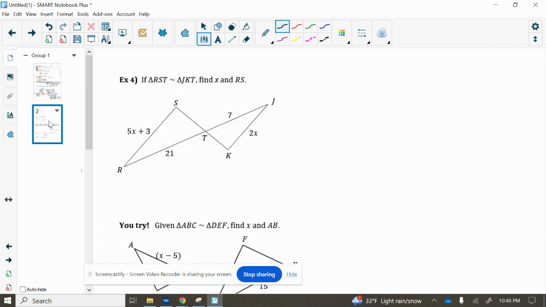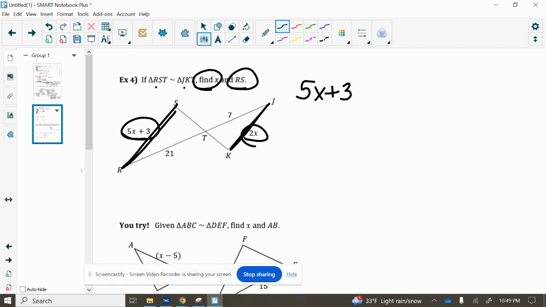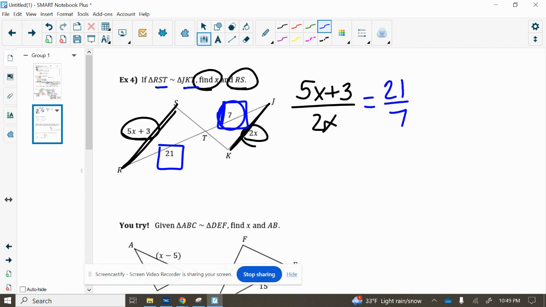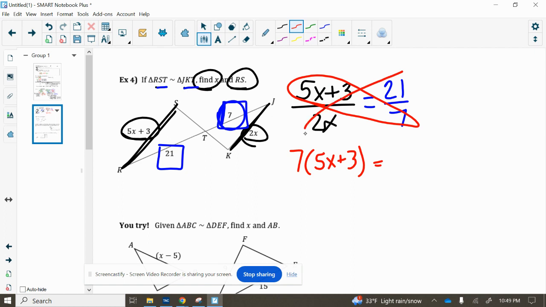The next one is also asking us to solve for x and then plug back in to find a missing side. So this time we have side RS is similar to JK. So 5x plus 3 is going to correspond to 2x. And then the 21 from our first one here, R to T, is going to correspond to J to T, which is 7. So 21 over 7. Cross multiply and solve this time. We have 7 times 5x plus 3 has to equal 2x times 21.